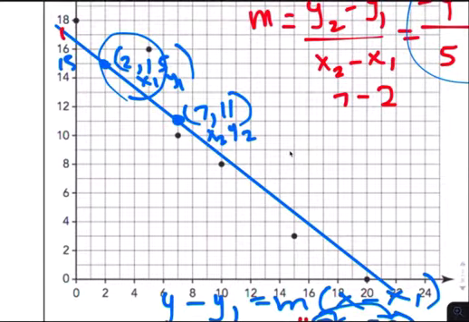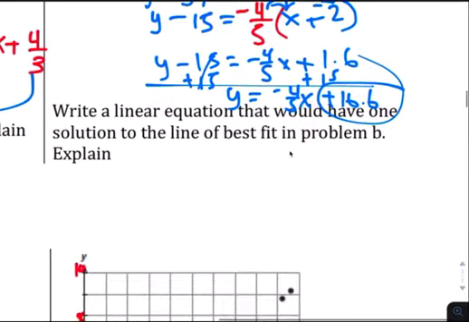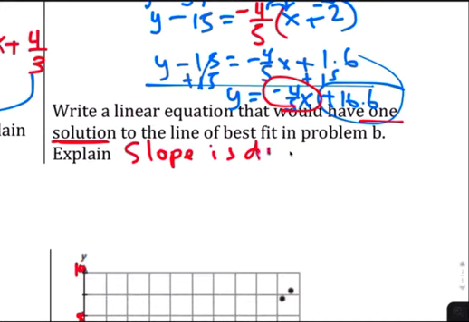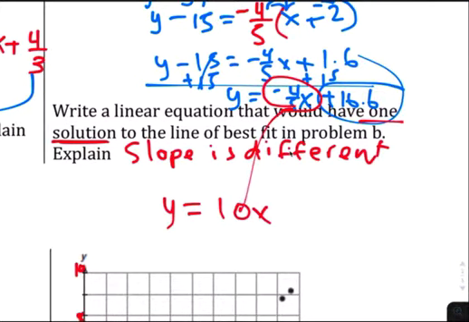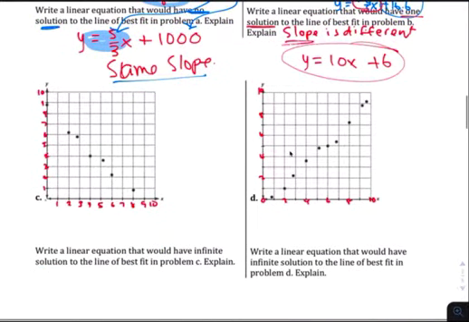17 is right here. So, okay, we want to make one solution. One solution is this has to be different. The slope has to be different. So I don't have to use -4/5. I can use y equals 10x, it's different than that. Plus 16 doesn't matter. This y-intercept doesn't matter, so plus 6. Basically the slope has to be different to be one solution.